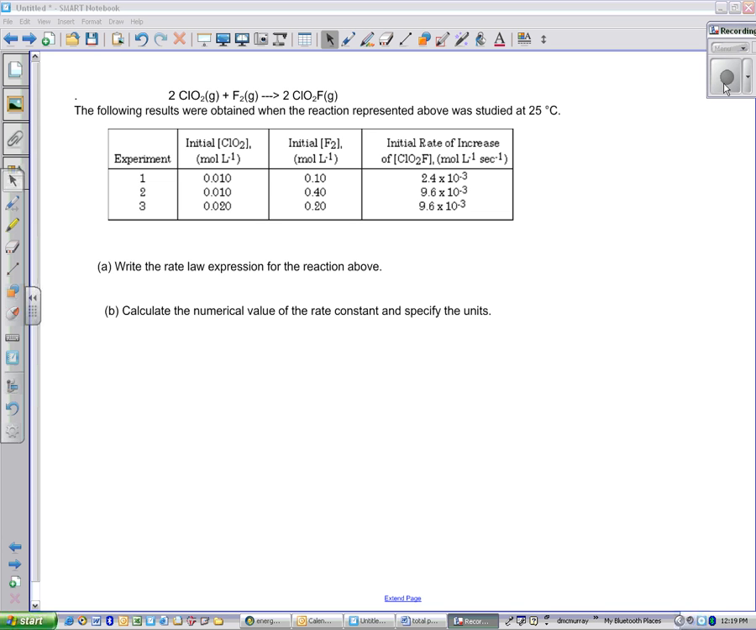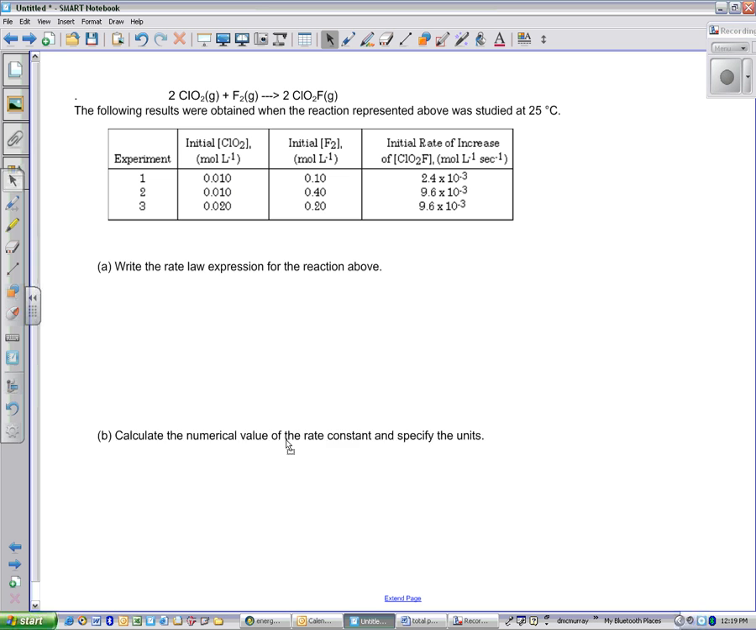Hi, and welcome to part two of kinetics. We're going to now investigate a little bit about what types of mathematical things we can do with this concentration and how we can represent how the actual reactants are affected by different concentrations.